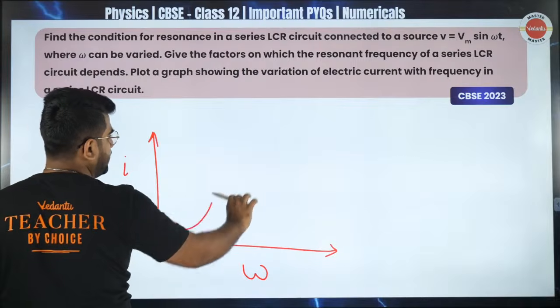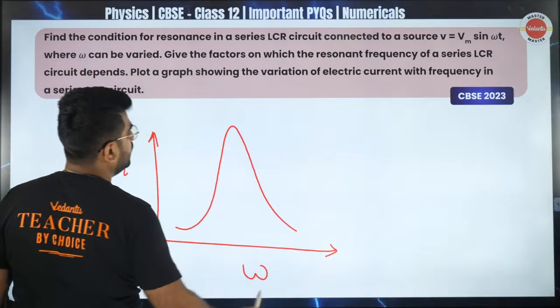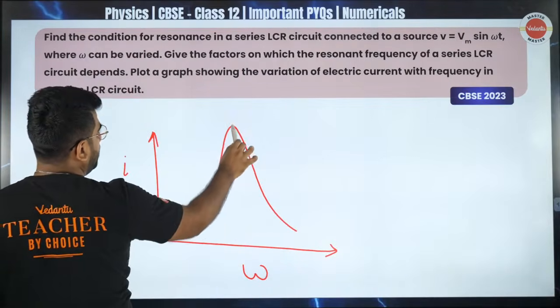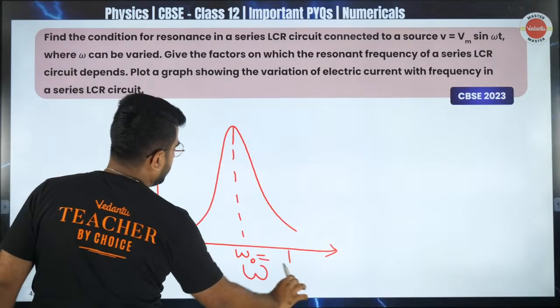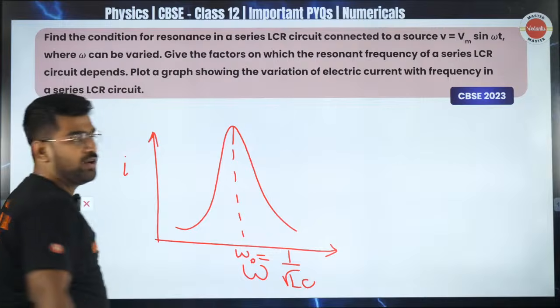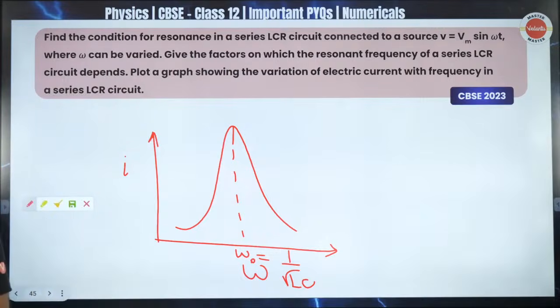Nala, it will be like this. Okay, so the peak will come at omega naught. That is your 1 by root LC. I hope all of you are clear. Yeah, this graph is clear to everybody. Please let me know, my dear boys and girls.